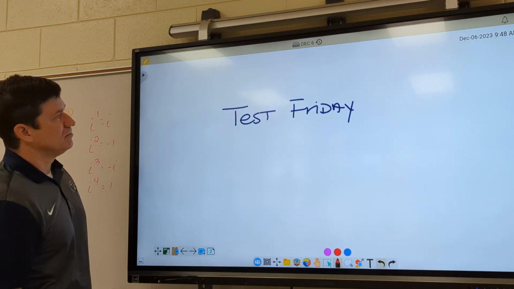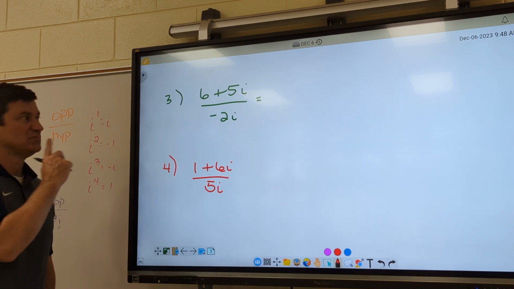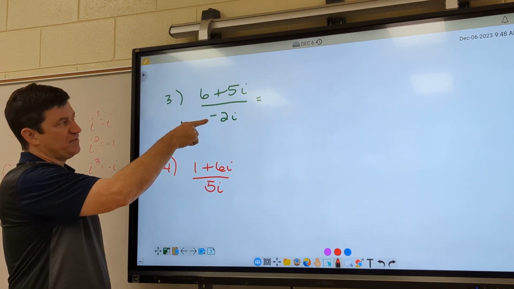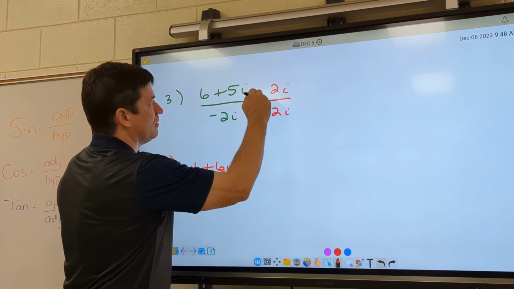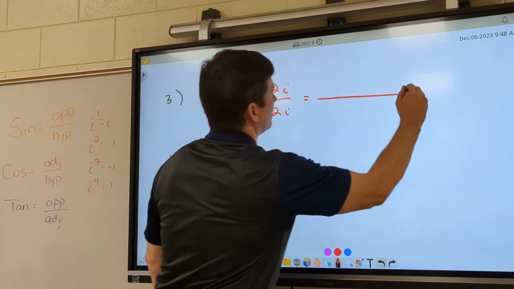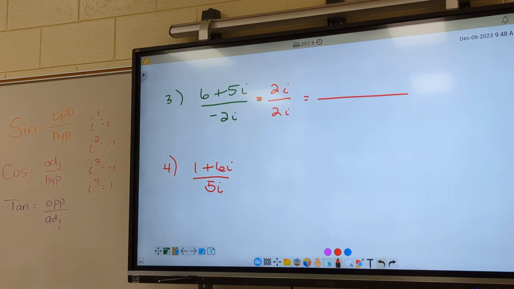All right, let's go to 3. 3 is one that's going to be a lot quicker. All right, what will we multiply both sides by on number 3, if you had to guess? Look at the bottom. What we got? Negative 2i, so we'll just times by positive 2i. All right, and this one should not be a problem at all. All you have to do is distribute the top. Go.